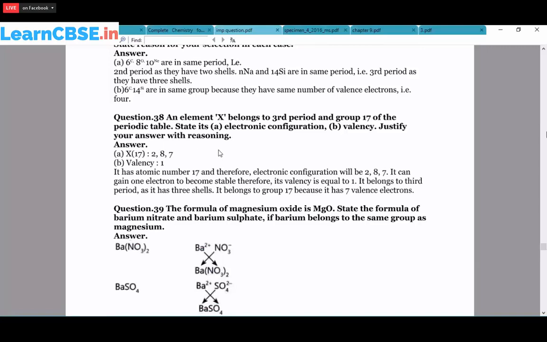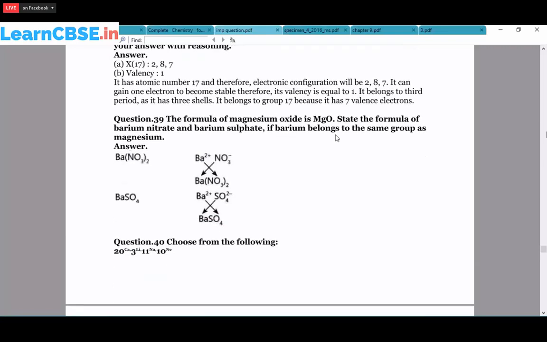Justify your answer with reasoning. It has atomic number 17, so we split the electrons into three shells, and it needs one more electron to complete the shell, so its valency is 1. It belongs to the third period, which indicates it has three shells. It belongs to group 17 because it has 7 electrons in the outermost shell.